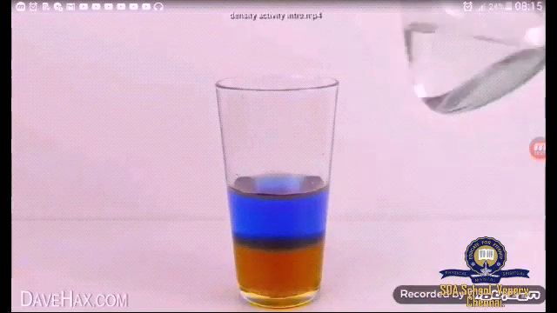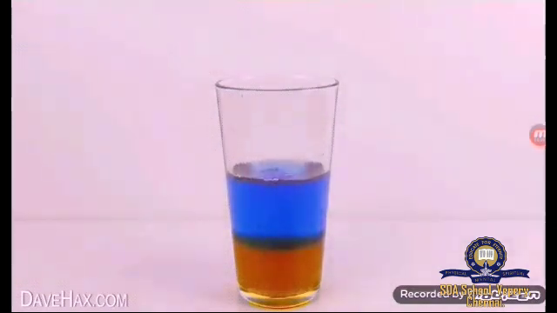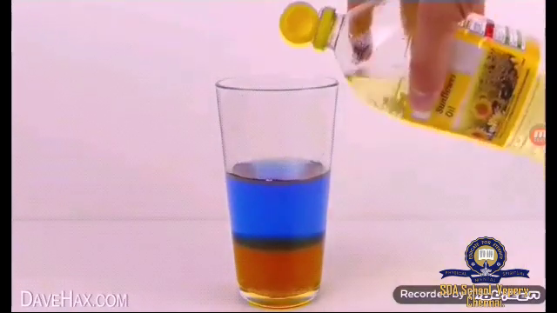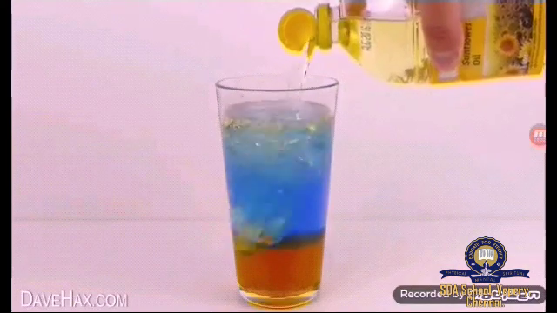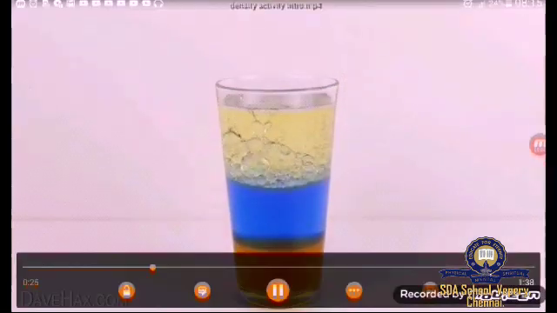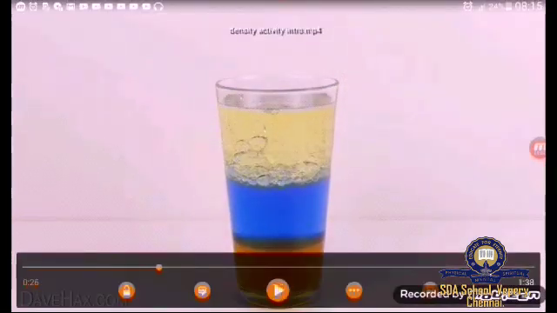Then we are adding some more water. Then we are adding the oil. What you are observing? The oil is not mixing. The 3 liquids are not mixing. The oil stays on the top. When we are adding the 3 different liquids, they are not mixing but they are forming the 3 different layers. How is it possible? Why are they not mixing?